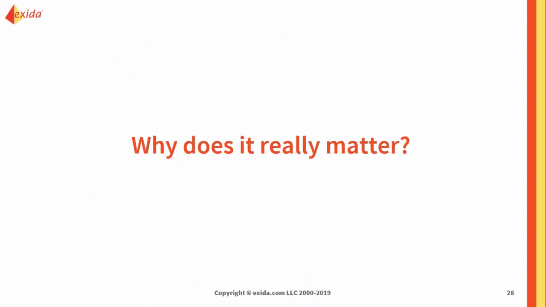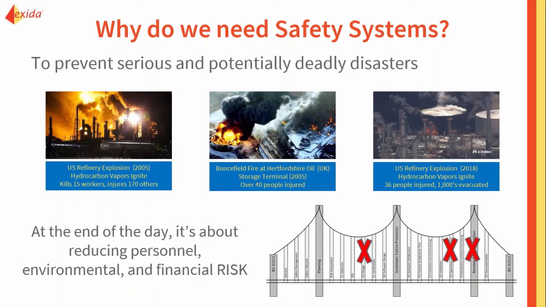Now let's go back to the bigger picture. Why does this really matter? Why do we need these devices and these safety systems to begin with? Well, it's to prevent serious and potentially deadly disasters. Unfortunately, these are three of the most famous ones where people were killed and injured. There were massive fines, huge cleanups, downtime, and huge damage to companies' reputations.